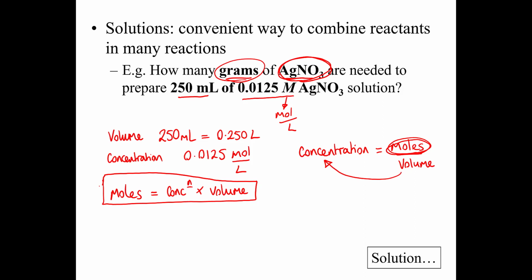Let's calculate that number of moles. The number of moles is going to be equal to the concentration, 0.0125 moles per liter, multiplied by the volume, which is 0.250 liters. If we throw that into the calculator, that comes out to be 0.003125, and that unit there is moles.